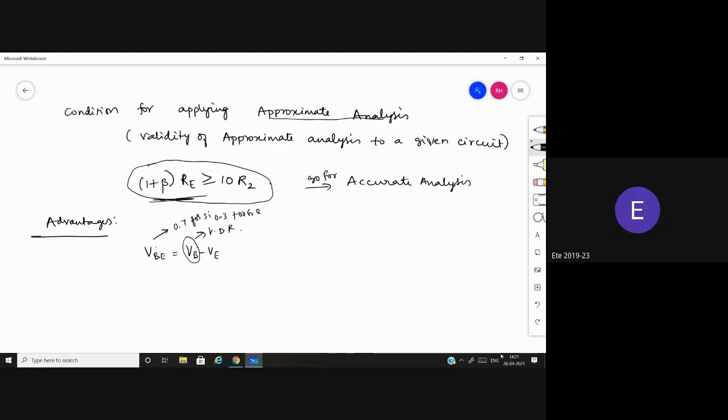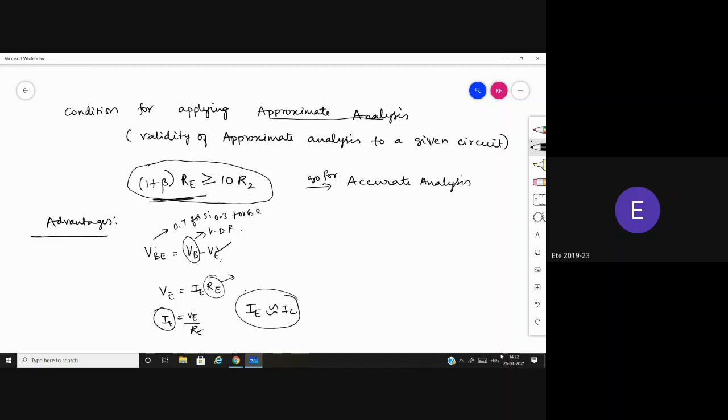Once you know these two, you can find out VE. Once you find VE, we have the formula VE is equal to IE into RE, and RE is the standard resistance, whatever we are using. So IE is equal to VE by RE. This gives you the IE value. And we have also taken that IE is approximately equal to IC.